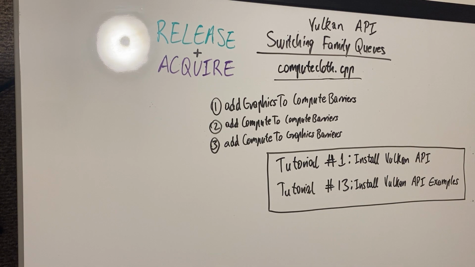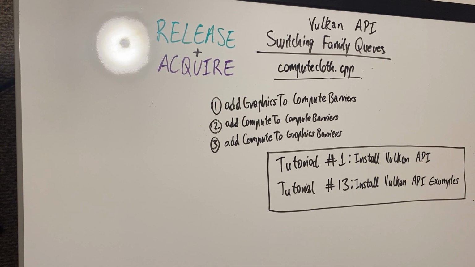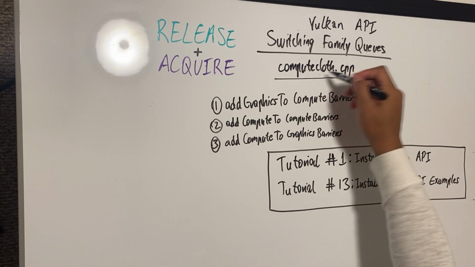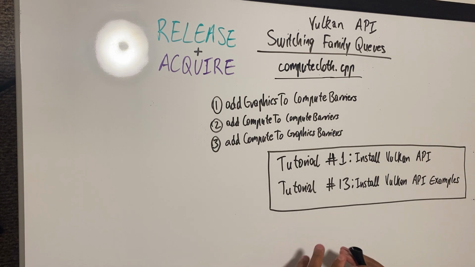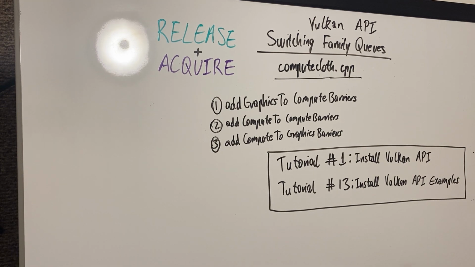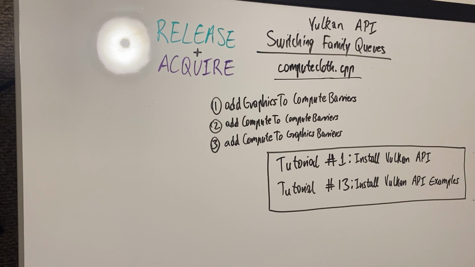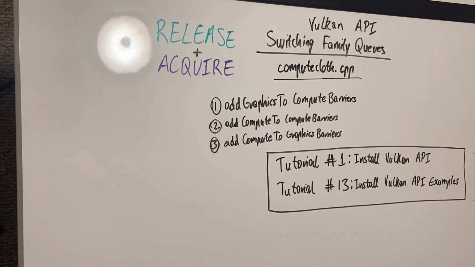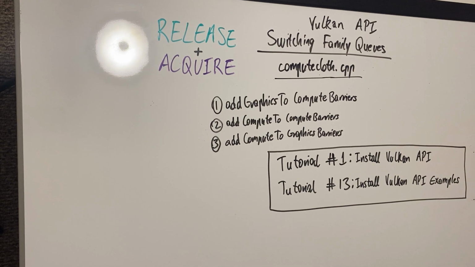Tutorial number 13 is installing a series of Vulkan API examples. The particular example we're going to use today, ComputeCloth.cpp, is basically a sphere with a cloth with the Vulkan logo on it dropping over the sphere. As the cloth drops over the sphere, the cloth adjusts and hangs over the sphere, and then you could simulate wind. You press the simulate wind button, and the cloth moves because it is being affected by wind.